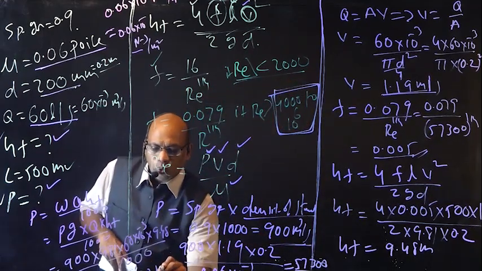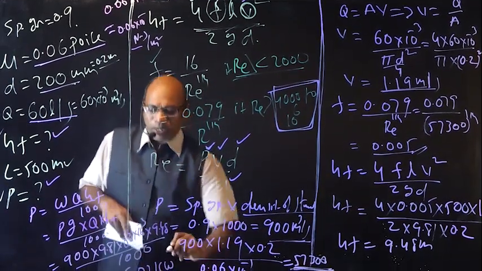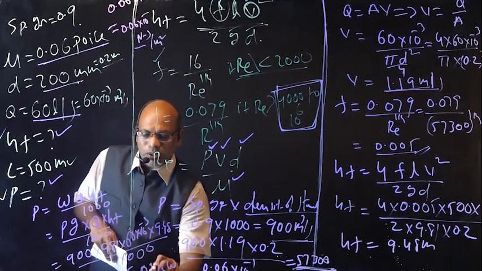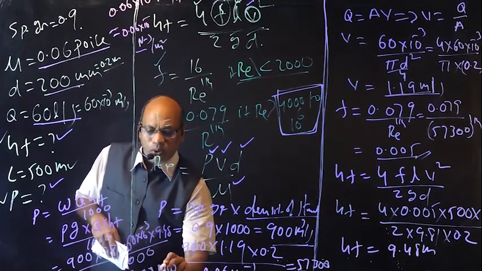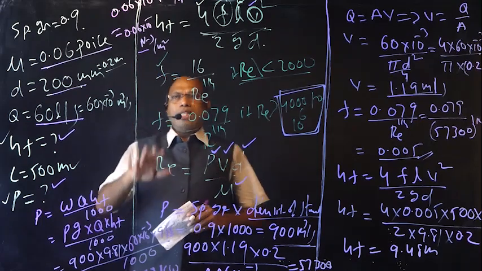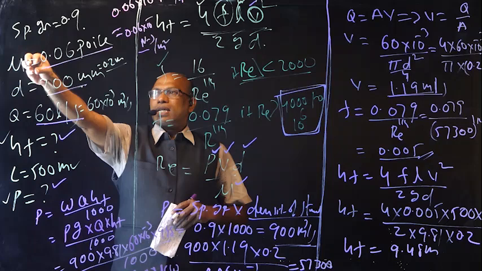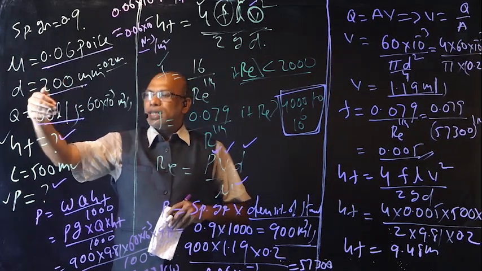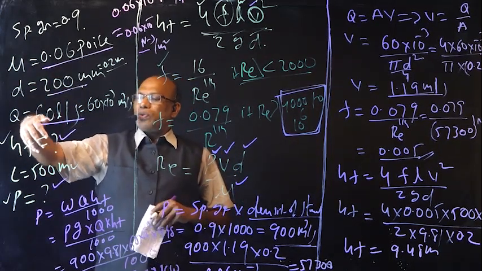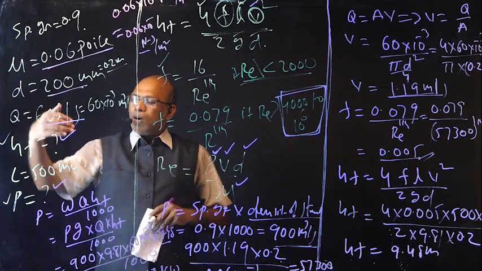We have power required is equal to 5.02 kilowatts. Right? In this problem, they have given the specific gravity of the flowing liquid, viscosity, diameter and discharge. What is the head loss due to friction? The length of the pipe is also given. What is the power required?